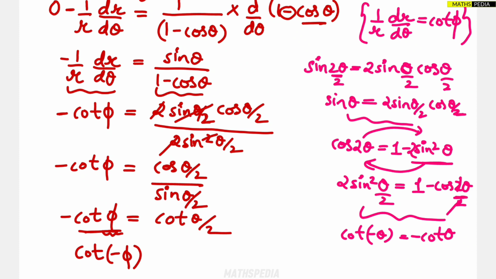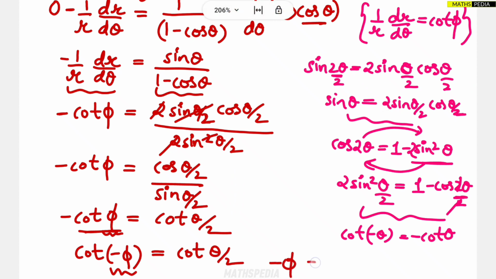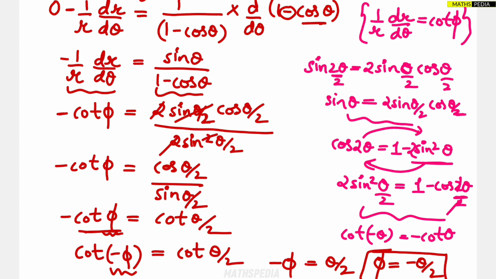Why am I applying this? Very important, because we have to observe the angle. We have to not bother about the outside; always the angle, with the angle only we can go. So cot of minus phi is equal to cot theta by 2. Now this cot and cot are gone. What is left? Minus phi is equal to theta by 2, or in other words, phi is equal to minus theta by 2. We got the value of phi. This is the first part of the answer: the angle between the radius vector and the tangent is given by minus theta by 2.